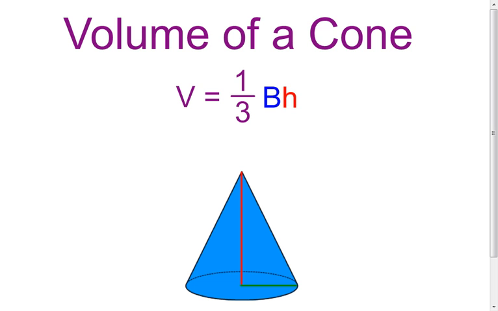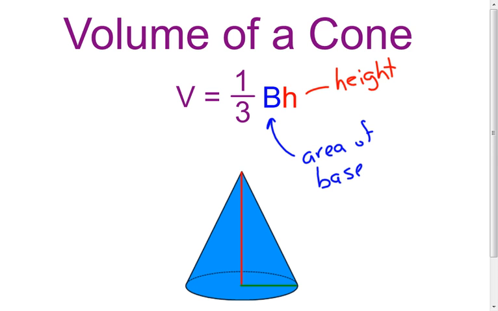Now obviously the base is going to be different in a cone than in a pyramid. In the cone, we have a circle as the base. So some places you'll see, instead of the big B for the area of the base, pi r squared, because that would be the area of a circle. So remember, this is the area of the base. Make sure you know that. And then h is the height of the cone.